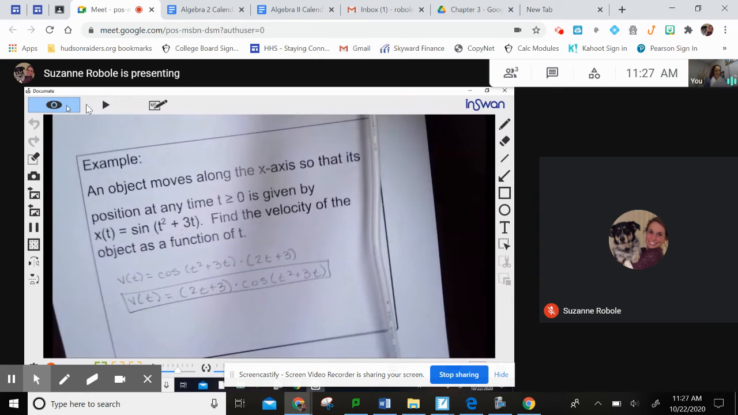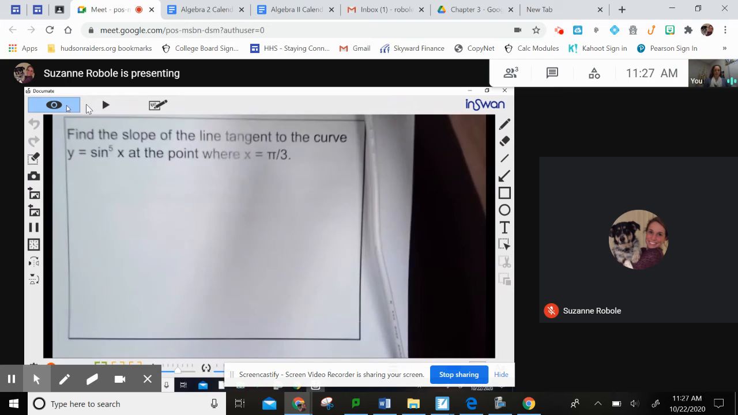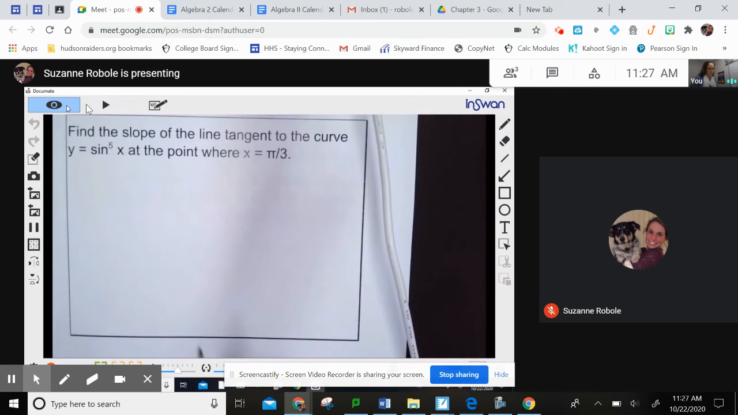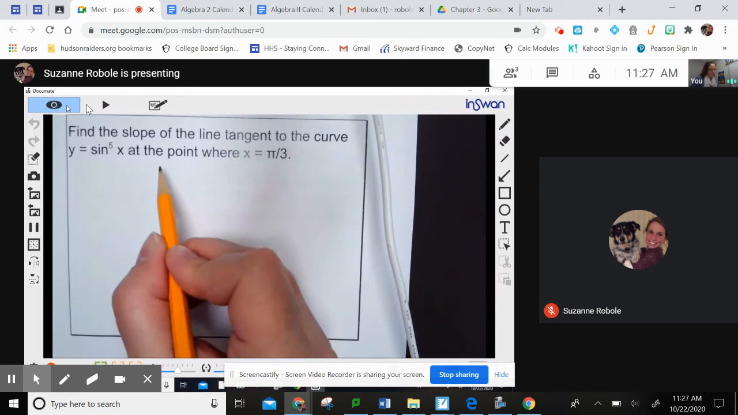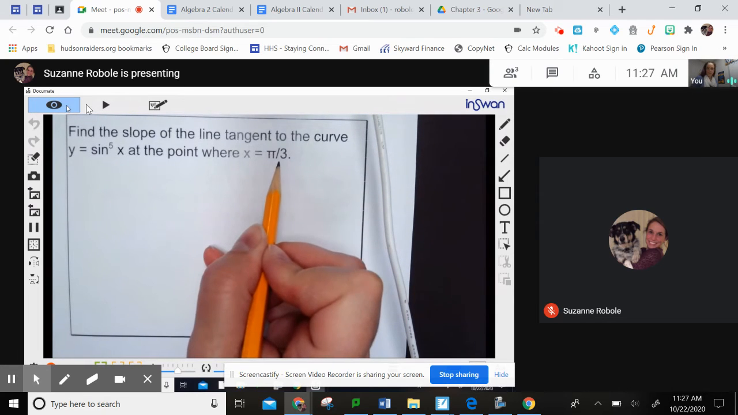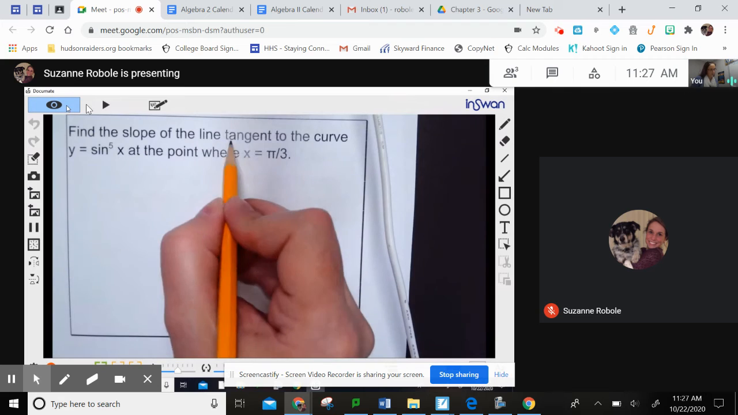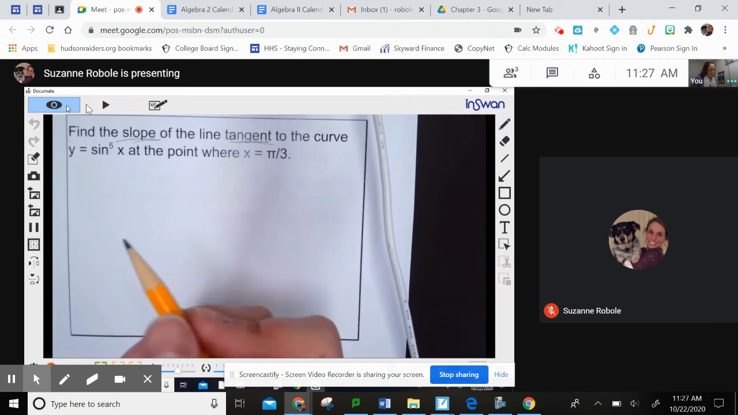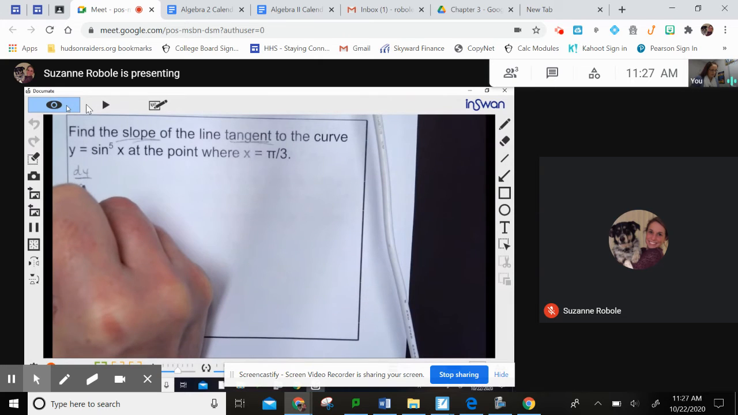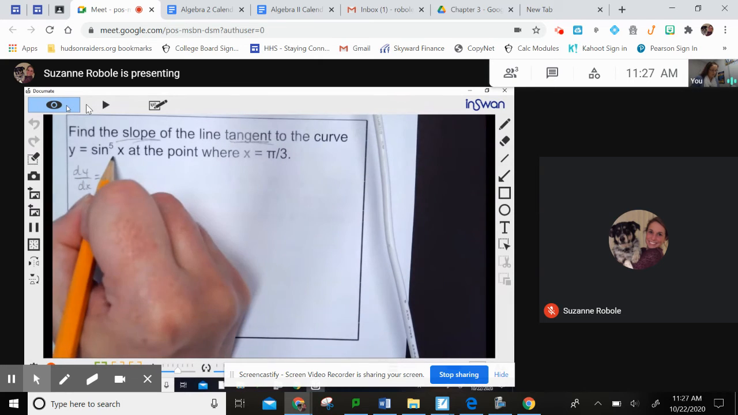I think we have time for one more before the bell rings and people come flying into my classroom. So find the slope of the line tangent to the curve of this at the point where x is pi over 3. So we need to, again, in order to find the tangent line and we're looking for slope, we're looking for the derivative. So dy dx is derivative of the outside.